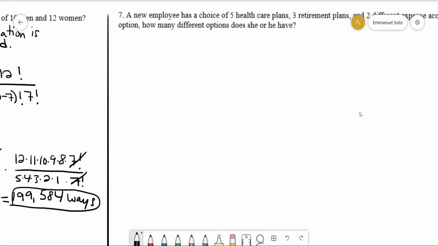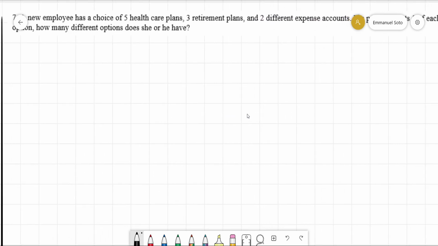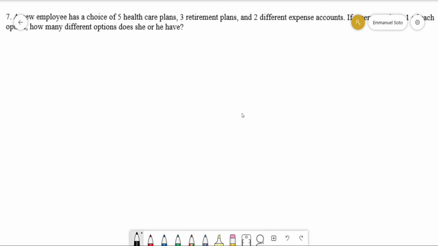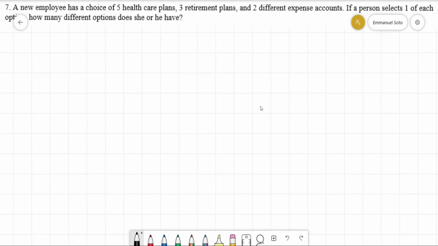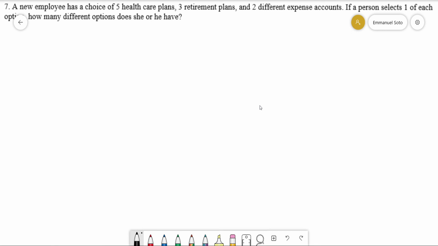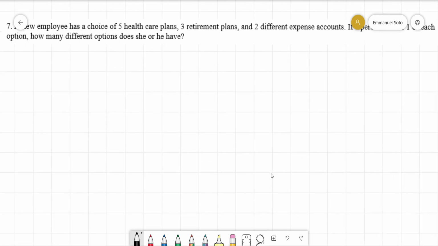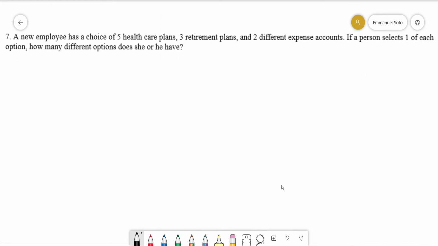Number 7. A new employee has a choice of 5 healthcare plans, 3 retirement plans, and 2 different expense accounts. If a person selects one of each option, how many different options does he or she have? Here, let me slide this down so you can see that.